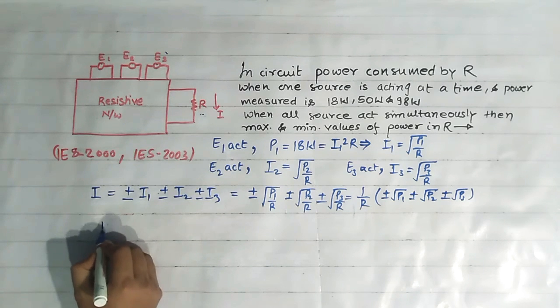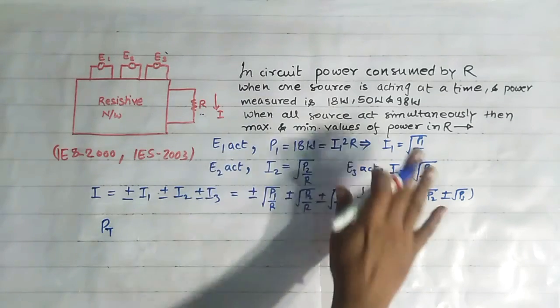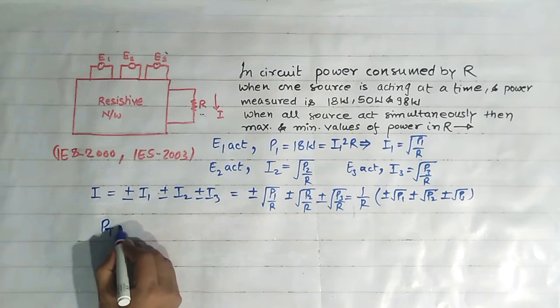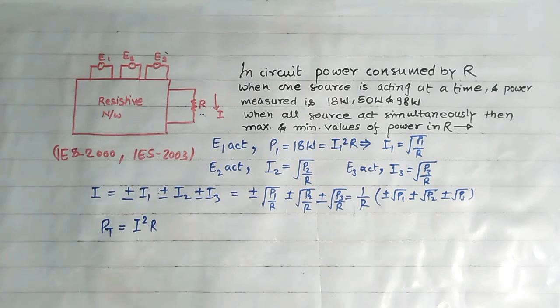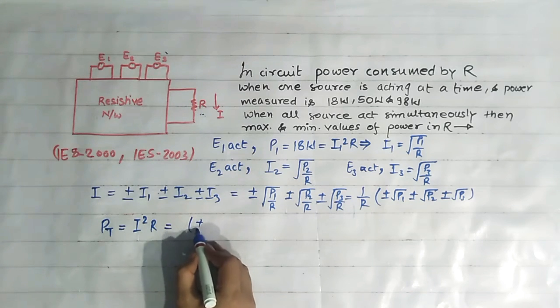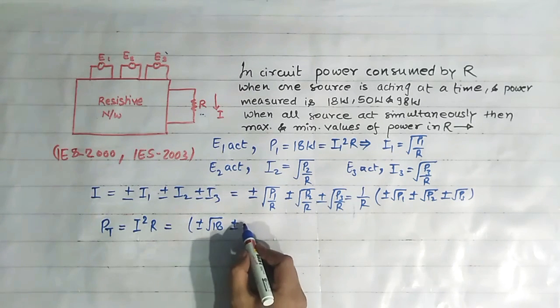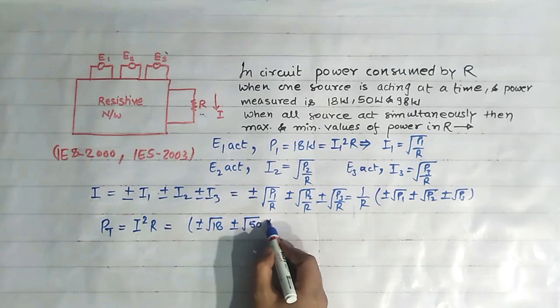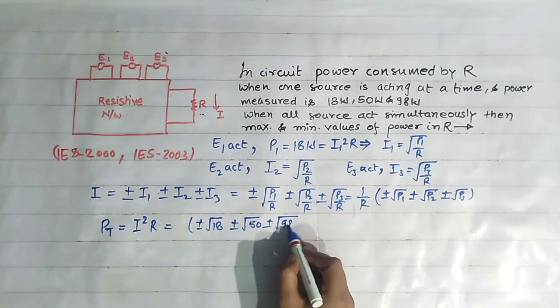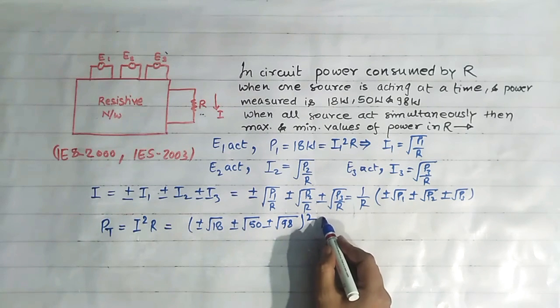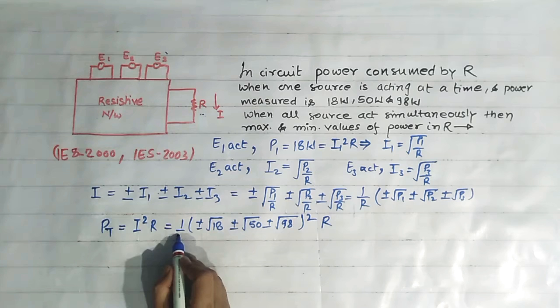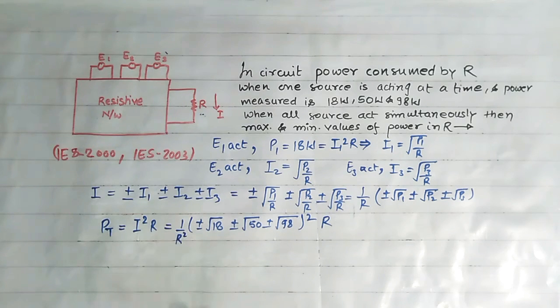Now what is the total power PT? We have to find the maximum and minimum values of power in R. So what is total power? That is equal to total current I square into R. This is resistance R, so total power is I square into R. And what is I square? That is equal to plus minus root of P1, that is 18, plus minus under root of 50 plus minus under root of 98, whole square of this. This is total current I square into R. And here we write 1 upon R square. So this is the value of total power PT.